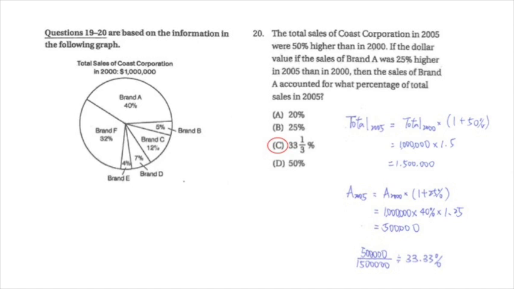Brand A in 2005 equals the amount of Brand A in year 2000 times (1 plus 25%), which is 1 million times 40% times 1.25, which is 500,000. So the percentage is 500,000 divided by 1,500,000, which is roughly 33.33%.